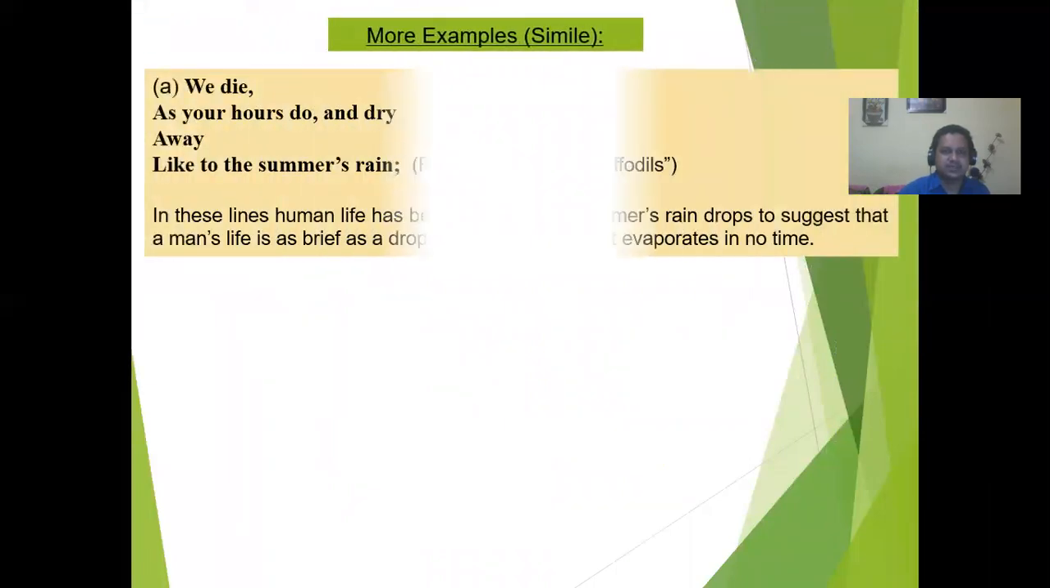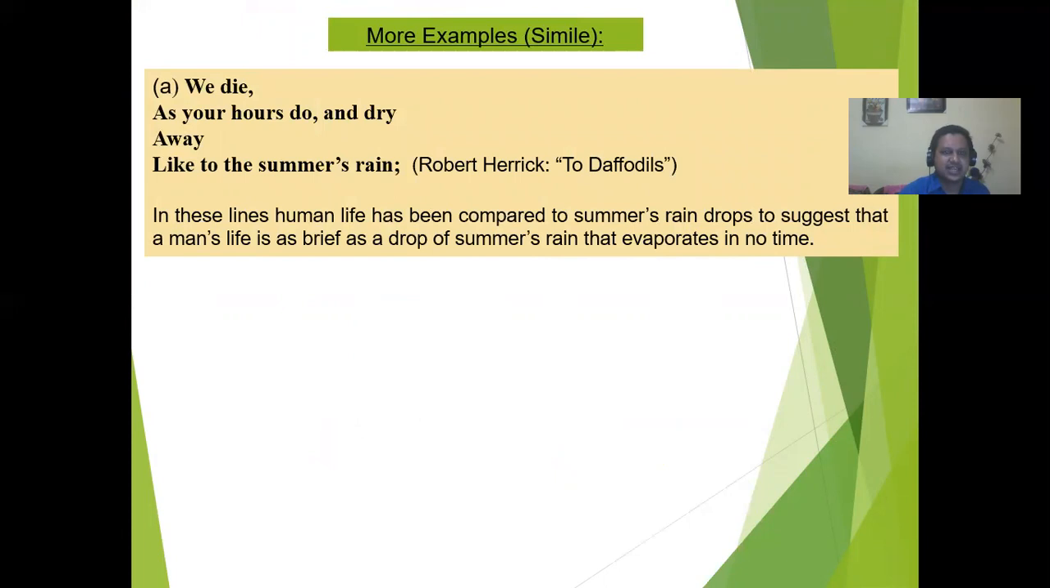More examples. "We die as your hours do, and dry away like to the summer's rain." Actually, this famous stanza has been taken from the poem "To Daffodils" by Robert Herrick. In this line, human life has been compared to summer rain drops to suggest that a man's life is as brief as a drop of summer rain that evaporates in no time.